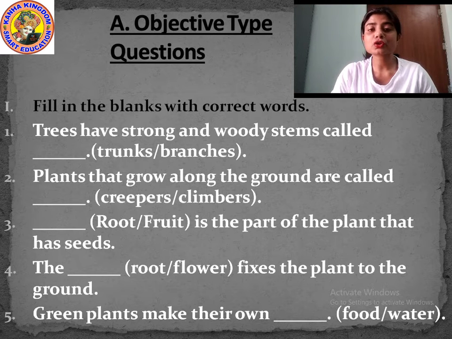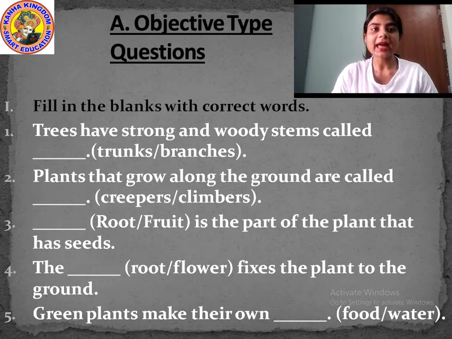Okay. Then the dash fixes the plant to the ground? What holds the plant inside the ground? What are the options given? Root or flower? What is the answer? It is root. R-O-O-T, root. The root fixes the plant to the ground.